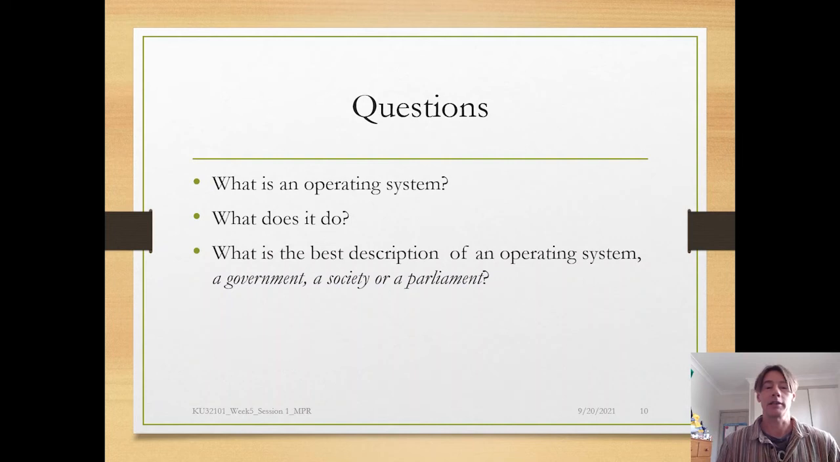Please answer these questions and be ready to provide them in the Practicum session. What is an operating system? What does it do? What is the best description of an operating system? Is it a government, a society, or a parliament? You might need to infer a little bit of this information.